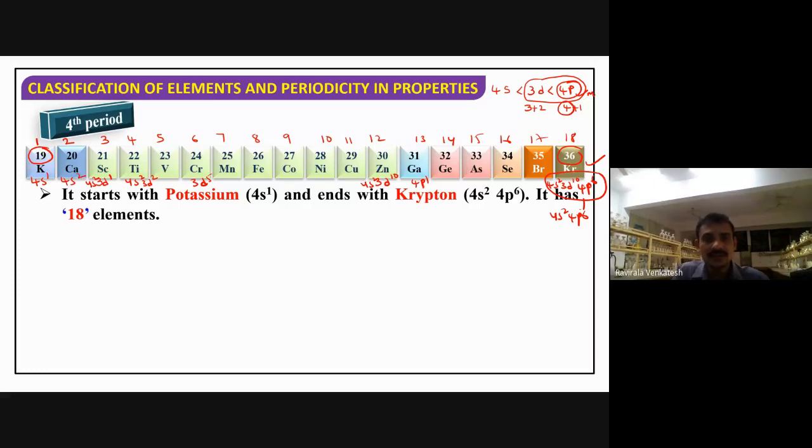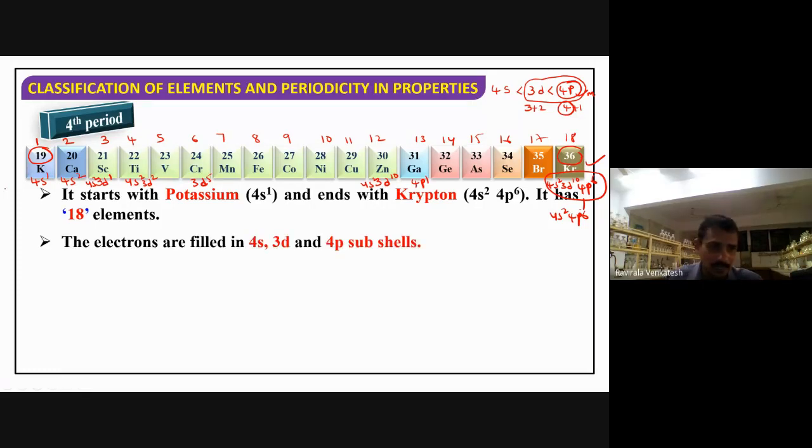So, did everyone understand how to make electronic configurations? In this way we need to make them. In the fourth period, it starts with potassium and ends with krypton. The configurations are 4s1, 4s2, then 4s2 3d1, 4s2 3d2, 4s2 3d3, 4s1 3d5, 4s2 3d5, 4s2 3d6, 4s2 3d7, 3d8, like that. After that, gallium is 4s2 3d10 4p1, next 4s2 3d10 4p2, like that up to krypton, 4s2 3d10 4p6. Total 18 elements are there.